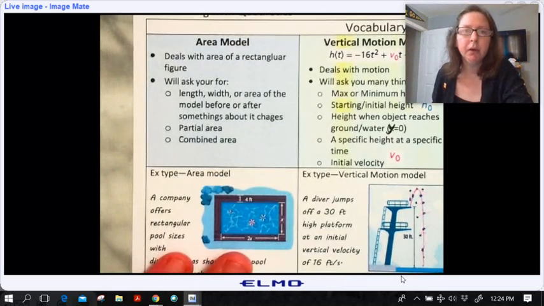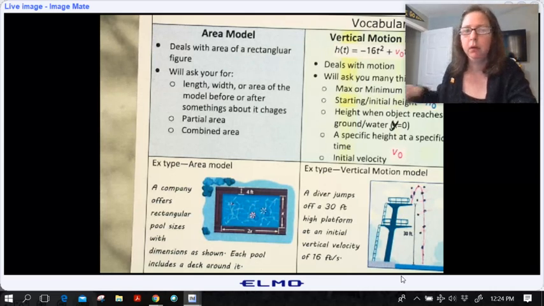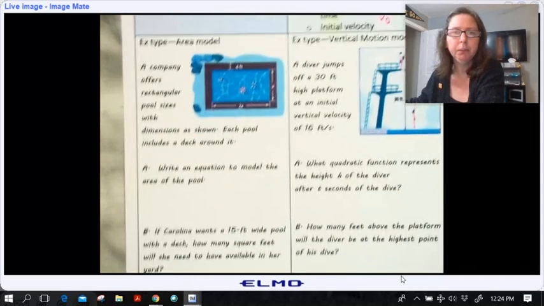So the area model deals with area of rectangular figures. You'll be asked for the length, the width, or the area of the model, sometimes after a change is made, if they want to increase the length or the width of a figure. Okay. You may be asked for a partial area or a combined area as well. So let's look at 3 different examples with the area model.